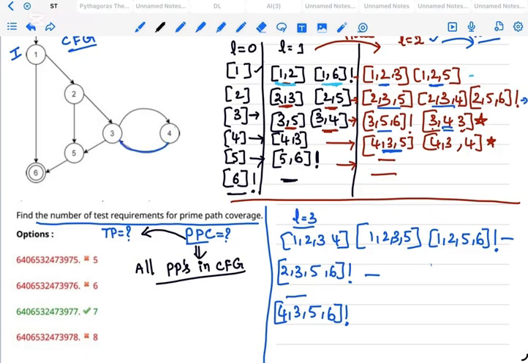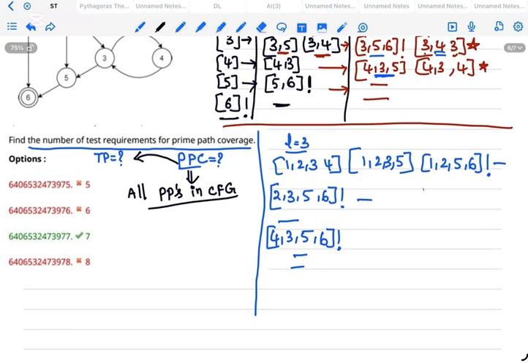So 4 3 4, 4 3 4. Next, 5. So it's not a simple path, right? 4 is repeated here, not at the final and initial vertex. So it's not a simple path. So no other simple paths are possible with 4. So all are completed with length 3.